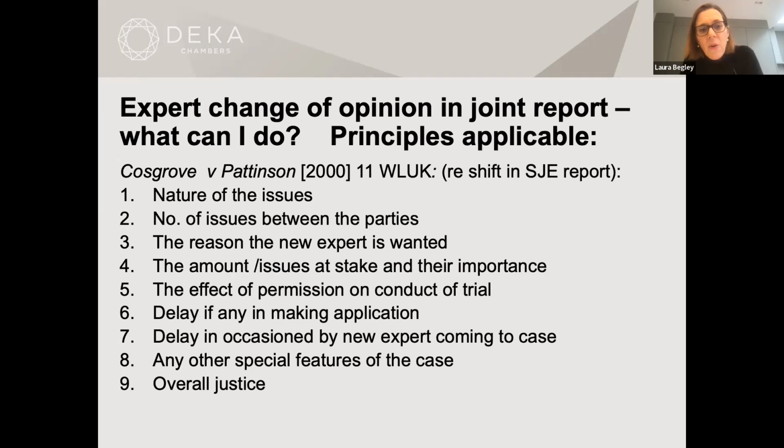And the court set out those principles from 1 to 9 there, none of which will be a great surprise to you. The nature of the issues, the number of issues between the parties, the reason the new expert is wanted, the amount or the nature of the issues at stake and their importance, the effect of permission on conduct of the trial, that's quite an important one. Delay, if any, in making an application, also quite important procedurally. Delay occasioned by the new expert coming to the case, any other special features of the case, and the overall justice and merits of the case. So those are your basic principles.